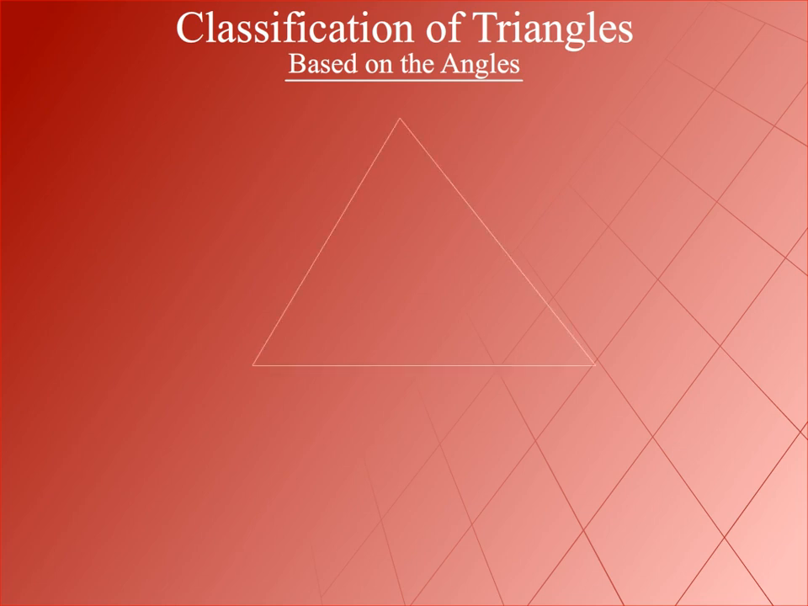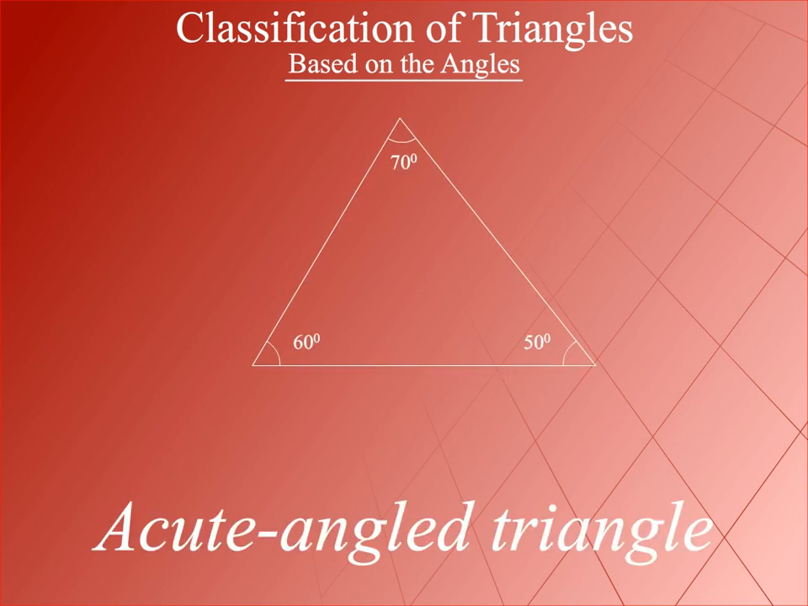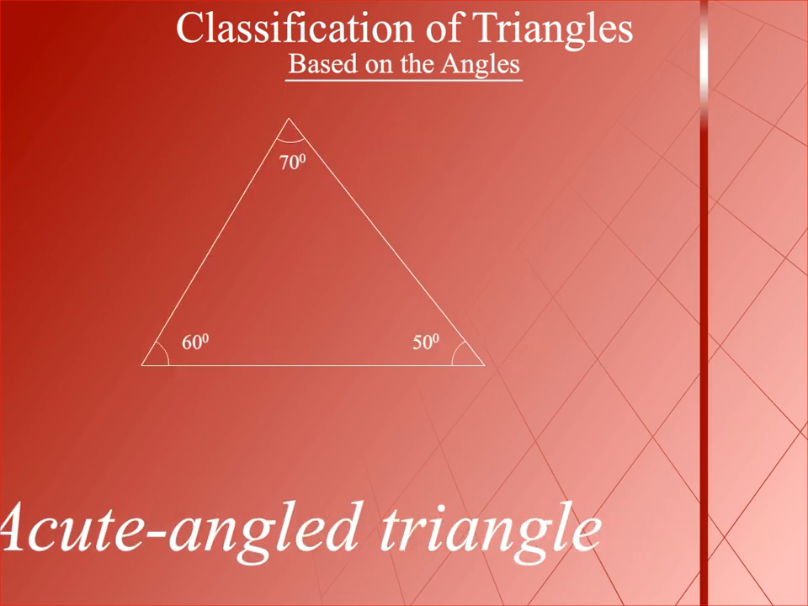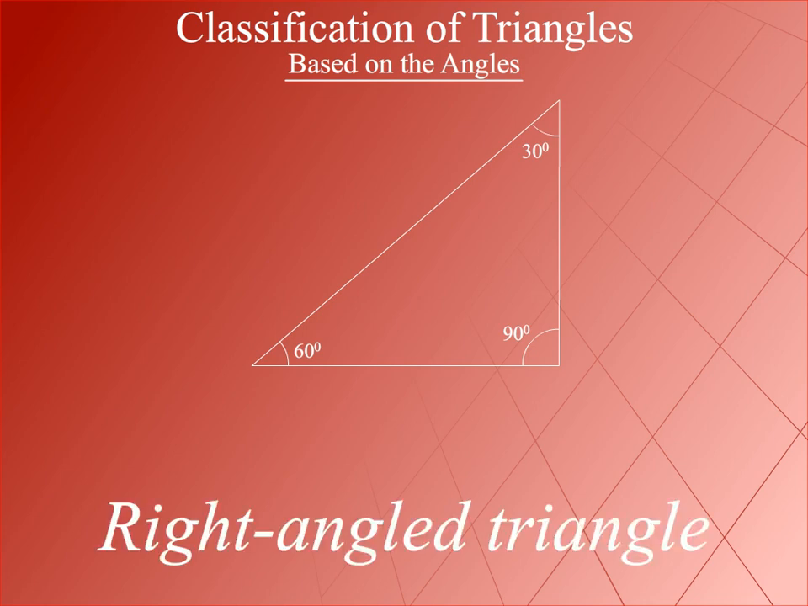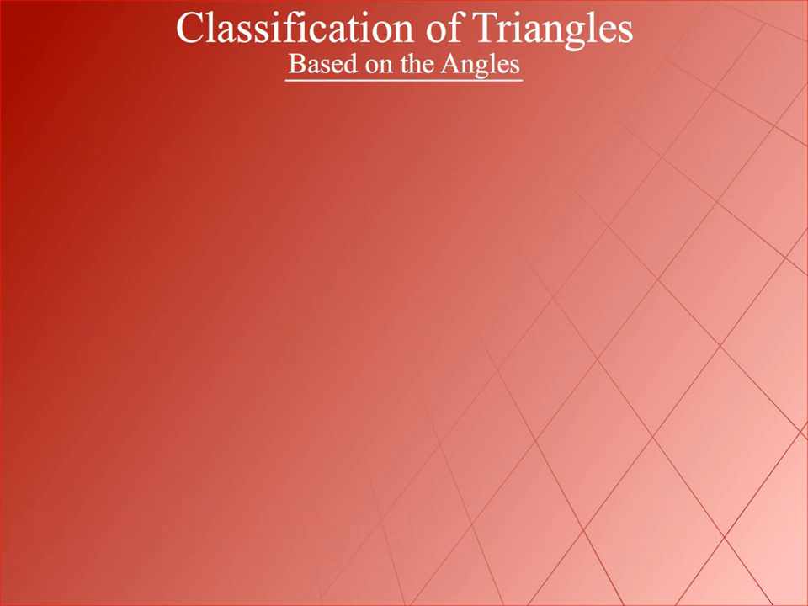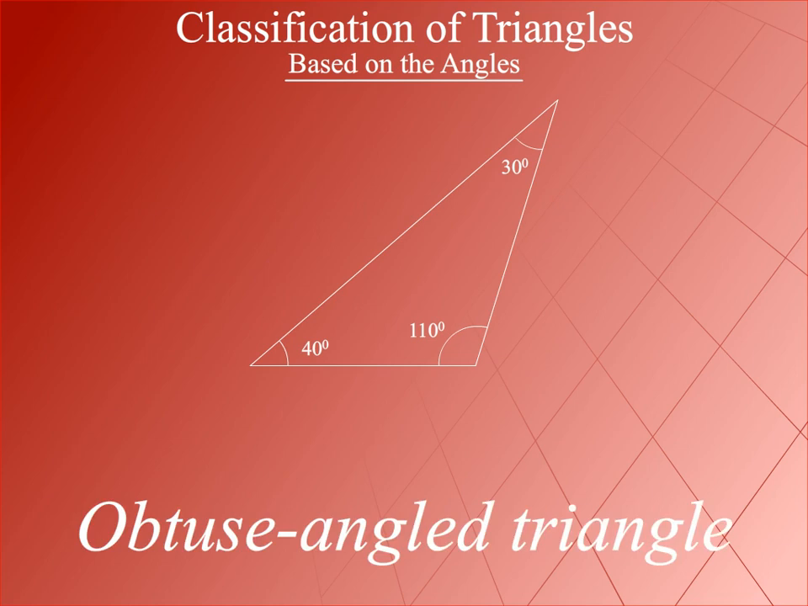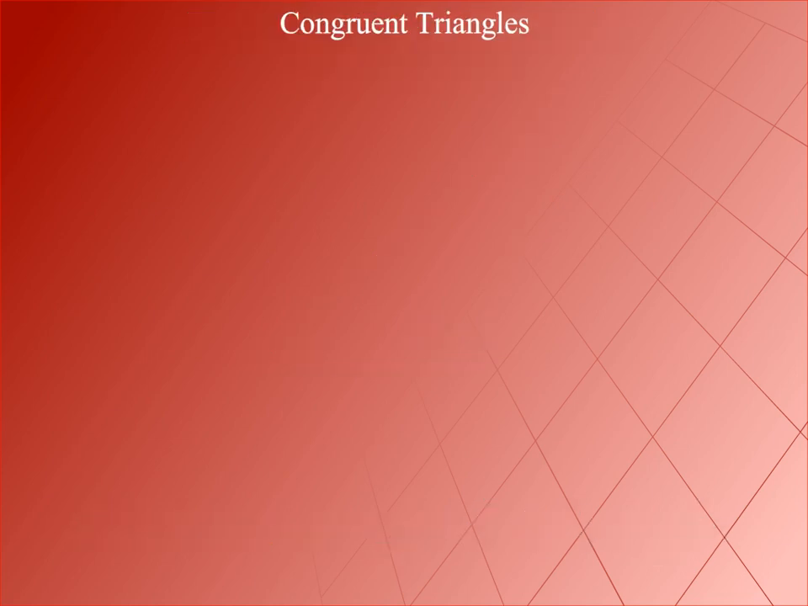Based on the measure of angle, a triangle is an acute angled triangle when each of its angles is acute, or less than 90 degrees. In a triangle, if any one angle is a right angle, that is 90 degrees, then the triangle is called a right angled triangle. If any one angle of a triangle is an obtuse angle, that is more than 90 degrees, it is called an obtuse angled triangle. Congruence of triangles.